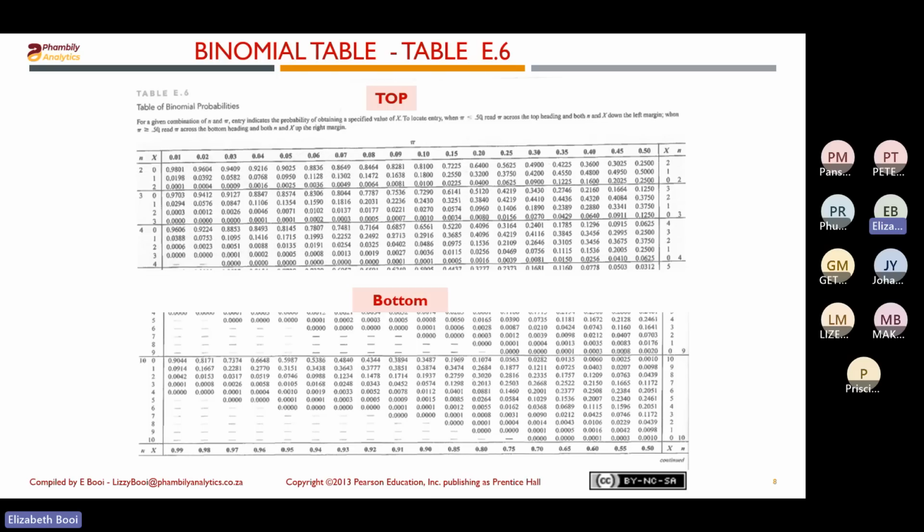So, what does your statistical table for binomial distribution look like? It is called Table E6, and you can find it in your past exam papers or in your prescribed book. It's also called the table of binomial probabilities. So you need to know which table you are looking at by reading the name of the table.